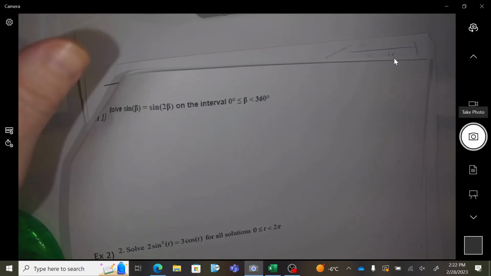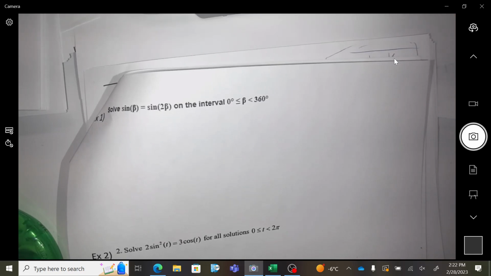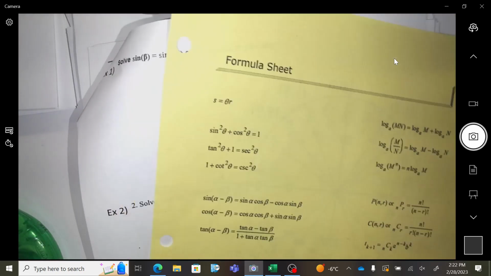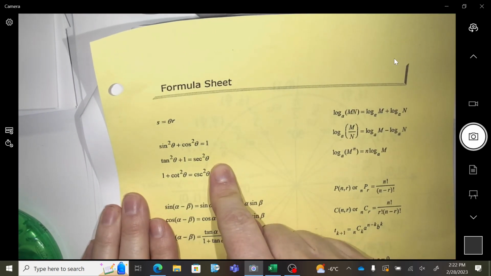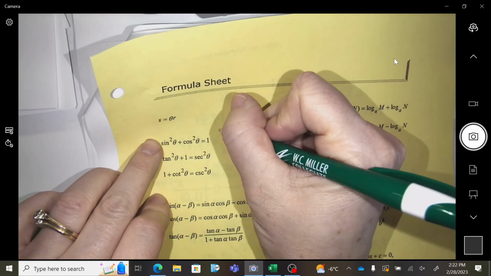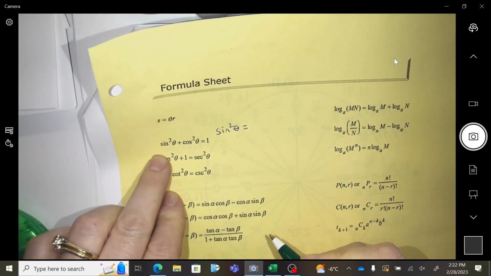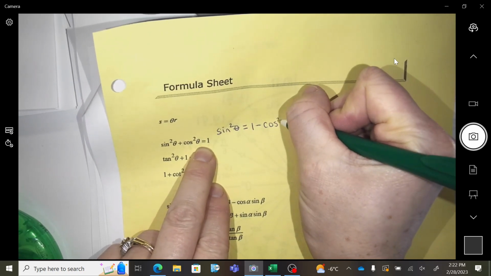Okay, so we are going to do solving trig equations, which we just did. The only difference is that we're also going to be using these formulas from our formula sheet. What I want you to do right now in this section is isolate for all three variations here. If I want sine squared theta alone, it would equal 1 minus cos squared theta.